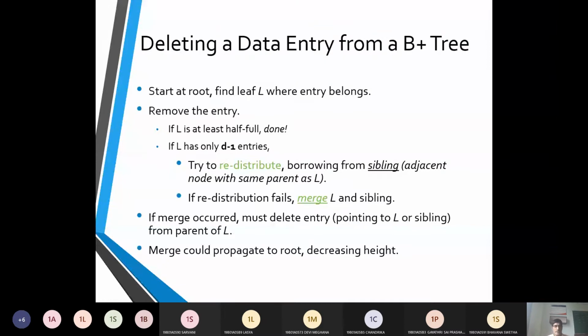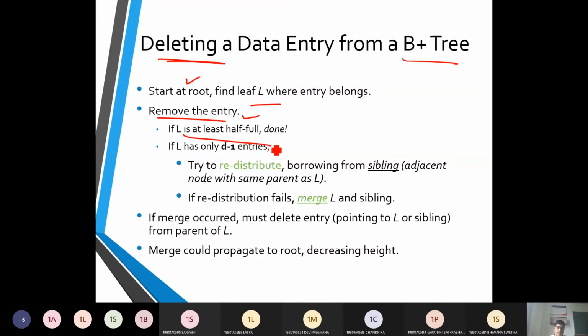Okay, now let us switch to the new topic called deleting a data entry with the B plus tree. At this point, what we need to do is start at the root node and find the leaf L. Okay, I will take the tree from the root. What next? I have to identify the element we have to remove, whether it is 15 or 23. So whatever element we need to remove, that element is going to be taken up.